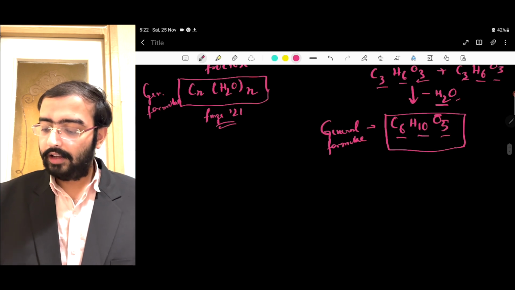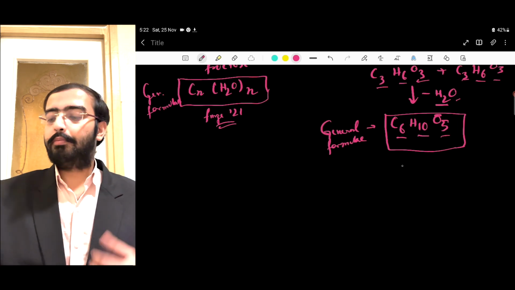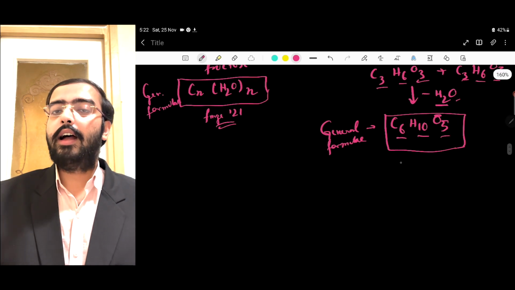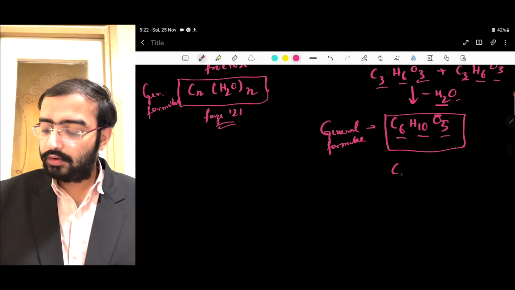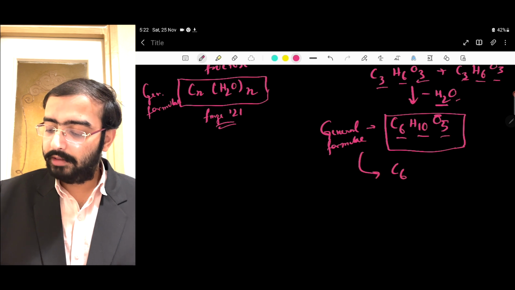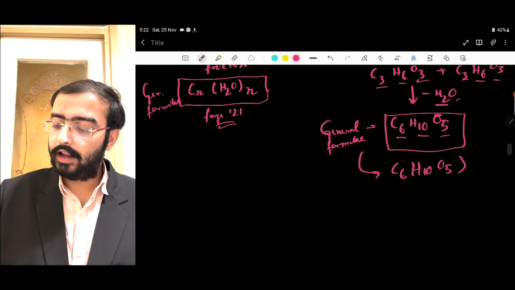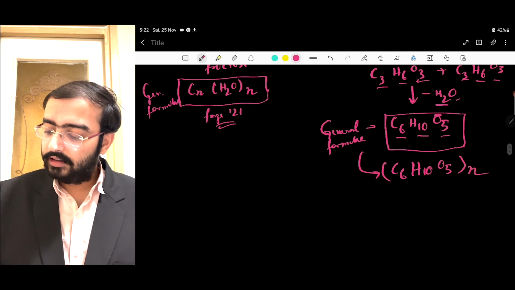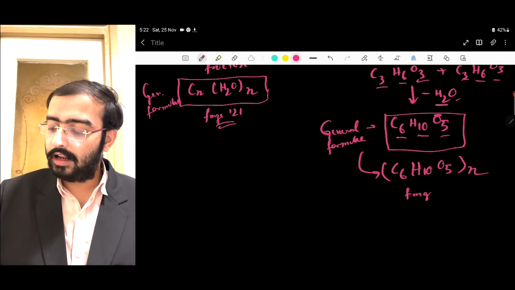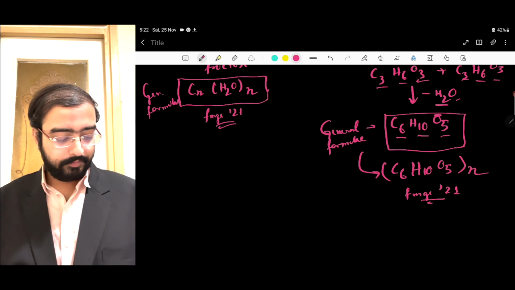Now how big can a polysaccharide be? If this happens n times, the general formula will be (C6H10O5)n. And again, this has been asked in FMGE 2021. Okay.